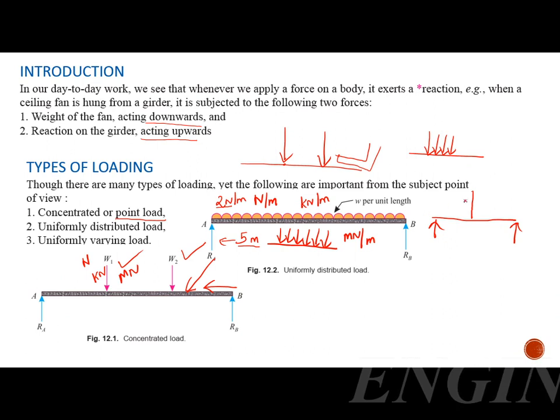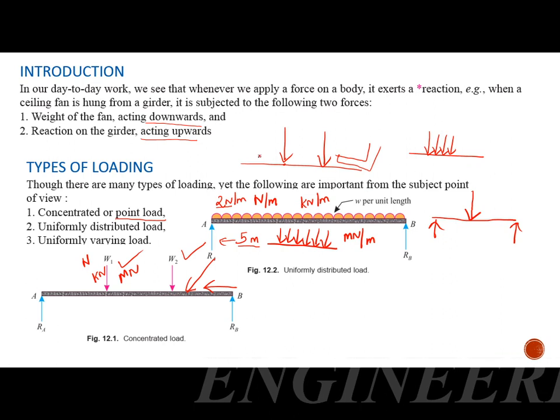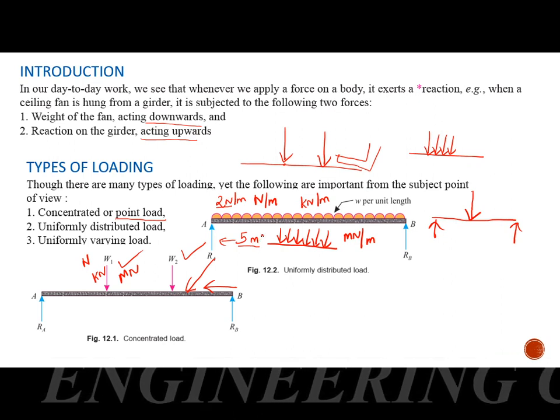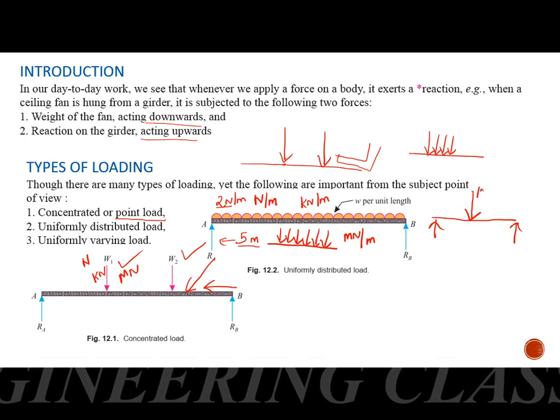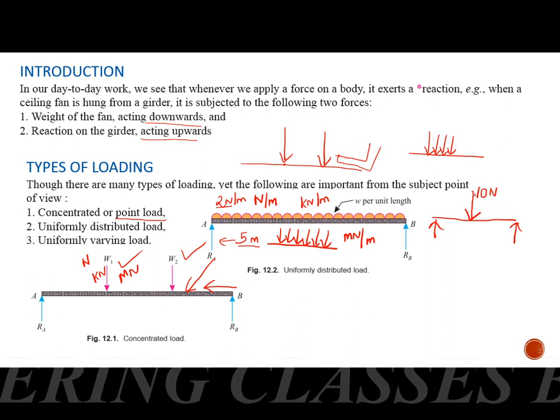So here is our uniformly distributed load. I am replacing it with a point load. Again, let it be 2 kilonewton per meter over a length of 5 meter. So the value of the load will be 2 into 5, that will be equal to 10 Newton.